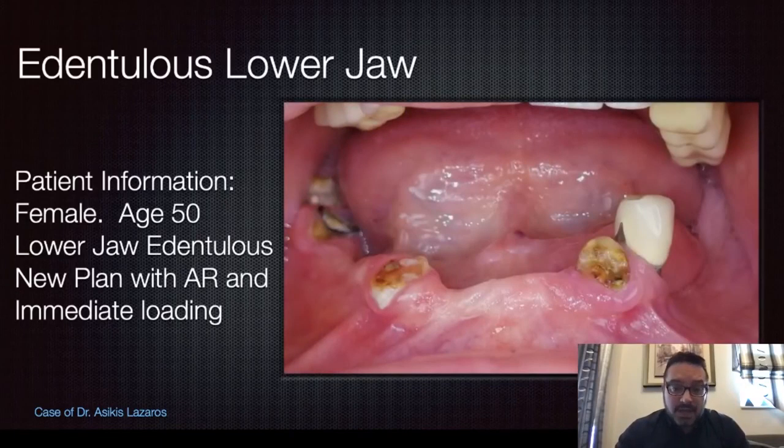From the same dentist, Dr. Asikis Lazarus, we had a lower jaw. As you can see, there are not a lot of teeth in the mouth. There are 2 canines, 1 molar, 1 third molar, and 1 premolar. The plan was using any ridge implant and immediate loading.